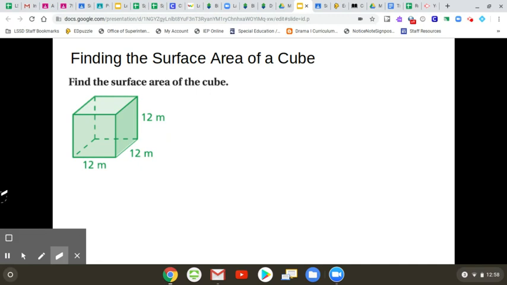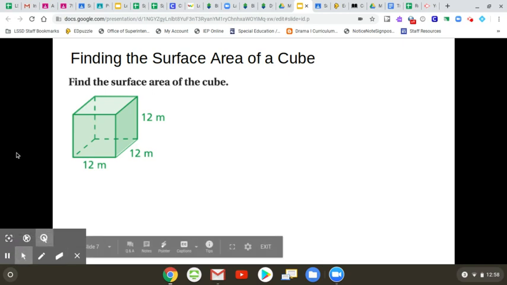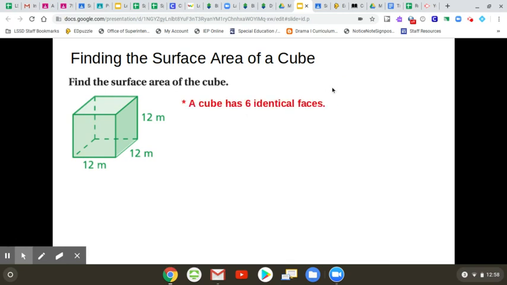We are now going to work on finding the surface area of a cube. And cubes are really interesting because they have all squares, right? Everything's going to be the same number. So we can just use a simple formula for this one. It has 6 identical faces. So we're just going to do 6 times the side squared, okay?